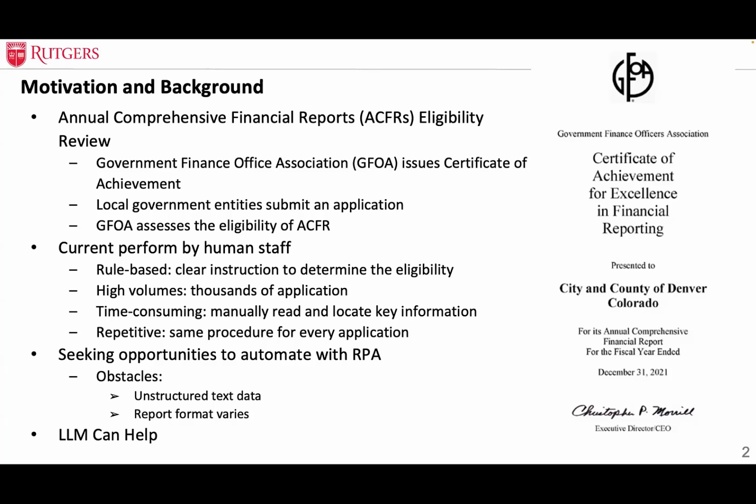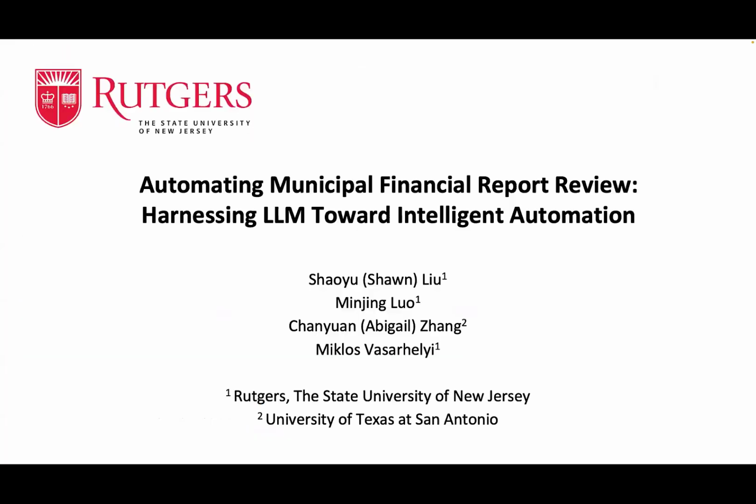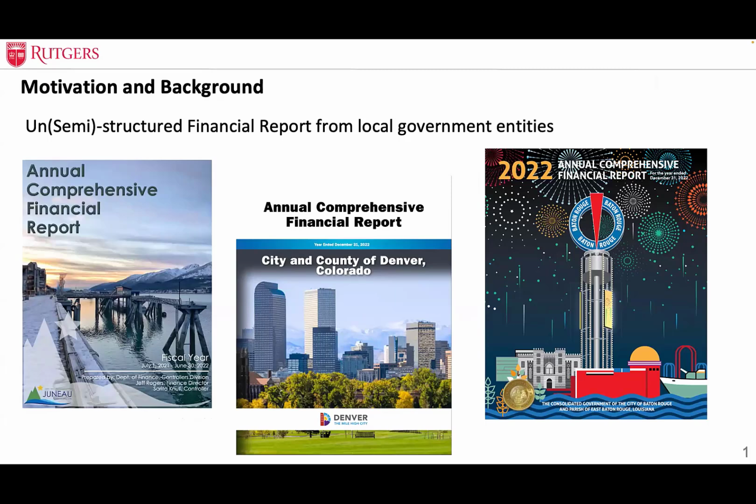It's time consuming because, given the nature of the financial reports, they have to manually read all the PDF files and locate the key information they are looking for. And this process is repetitive. They perform the same procedures for every application, looking for the same information, following the same rules. It's repetitive, but because of the unstructured data, they face obstacles when trying to automate this review process. They cannot easily automate it with RPA to collect key information from those different PDF files.